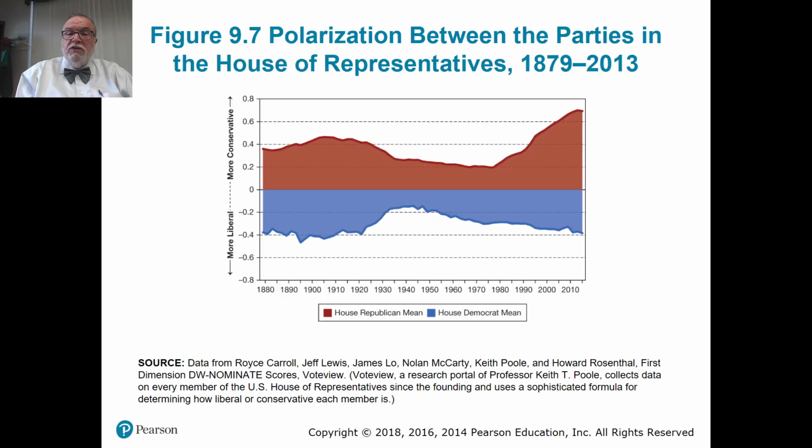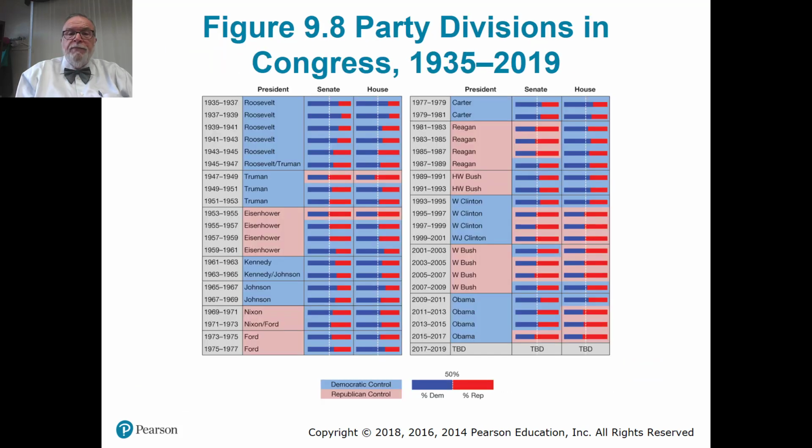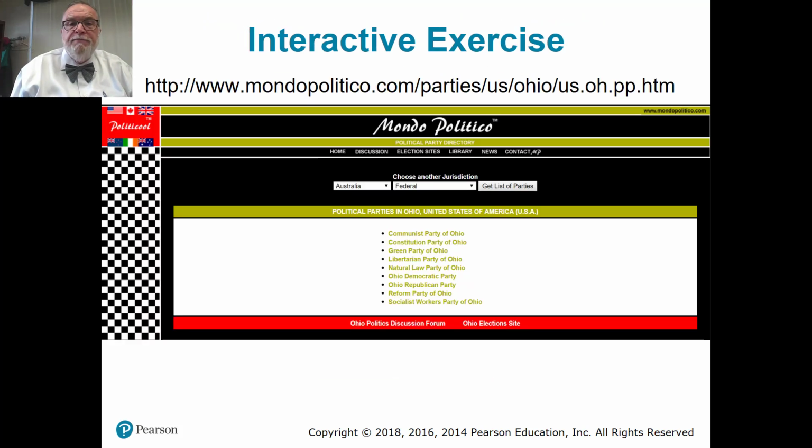Here's the polarization between the parties, and notice the House and Democrat mean drifting further and further. The lines are getting further apart. And here's party divisions where you have, for example, red is Republican and blue is Democrat. And you'll see sometimes a red president and a blue bar, or a blue president and a red bar. So presidents have to learn to work in these polarized times with members of the other party.